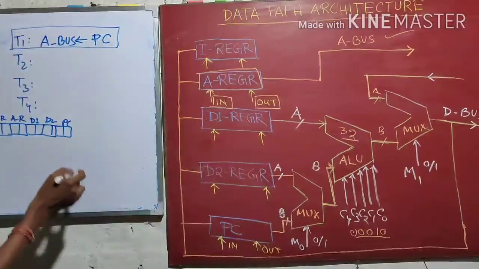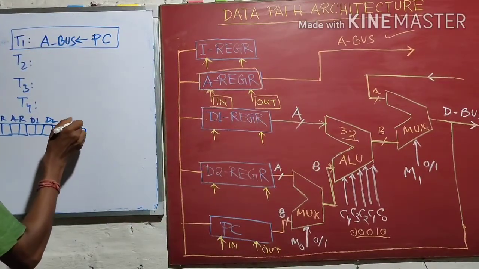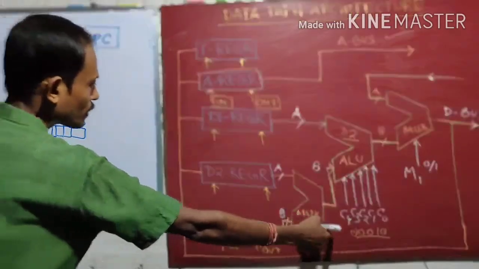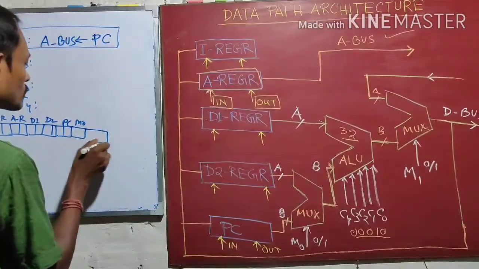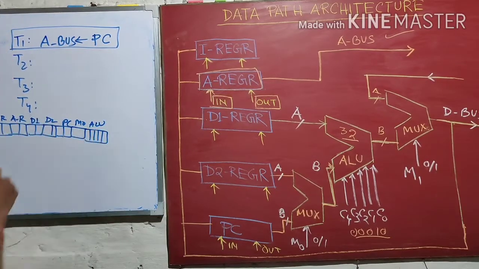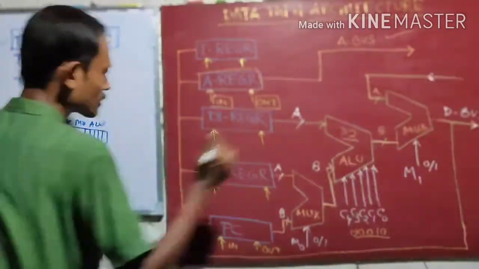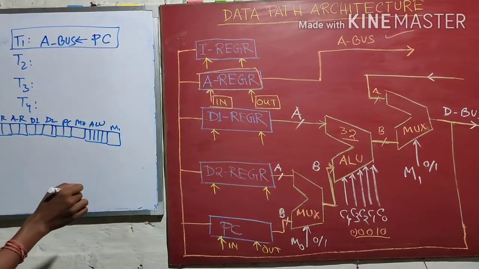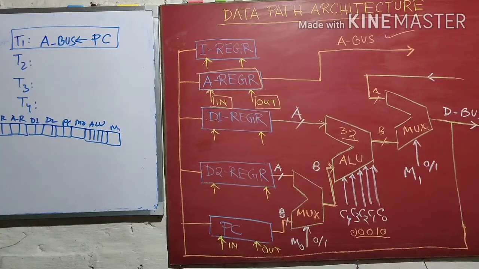This multiplexer M0 has one control signal. Then the ALU has 5 control signals, 1 2 3 4 5. This second multiplexer, M1, has one control signal. Got it? So in this first state, what will happen?